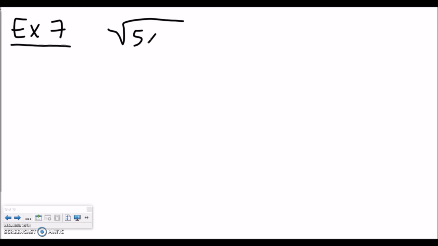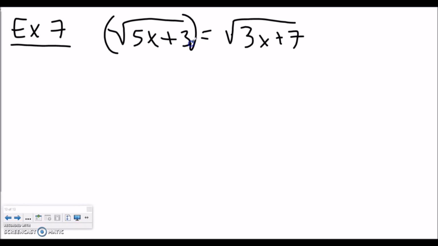So in the 6 examples we've done so far, we only have one square root in our equations. Let's try an equation where there are two square roots. So the square root of 5x plus 3 equals the square root of 3x plus 7. And this should be pretty easy.